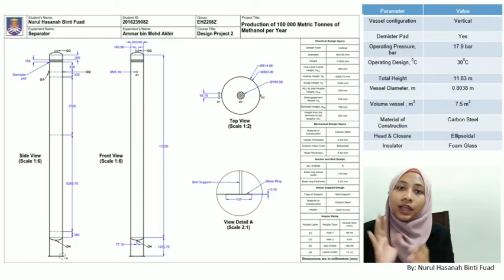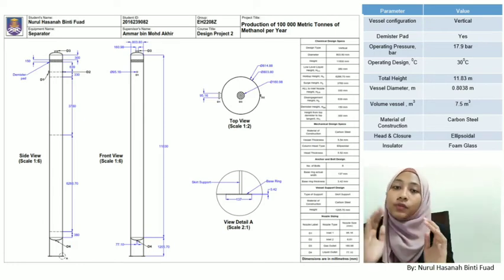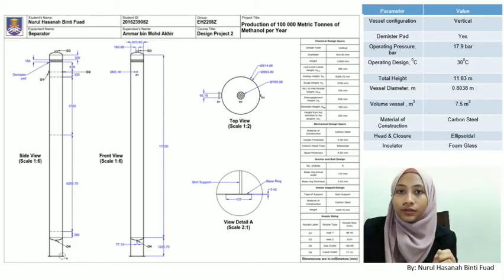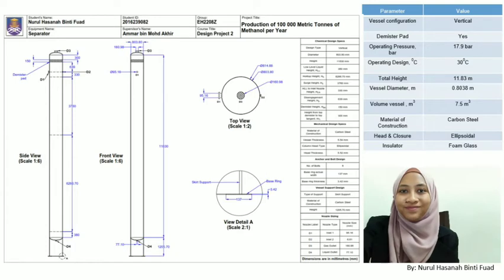At the same time, for the head enclosure, we are using the ellipsoidal type because the thickness of the ellipsoidal head and the thickness of the vessel are similar. Yeah, that's all. Thank you.